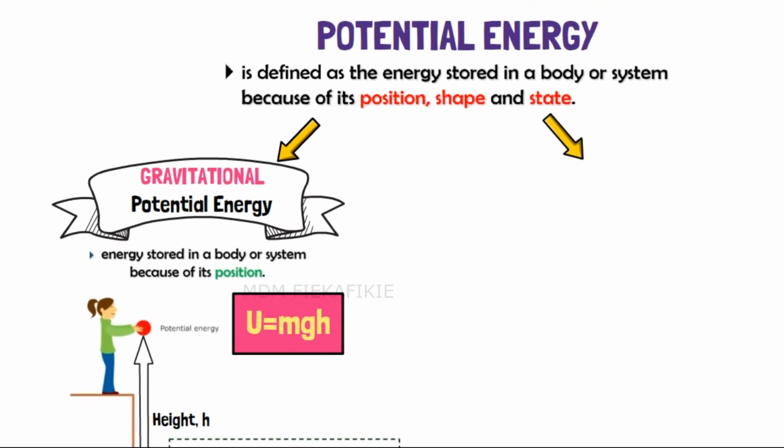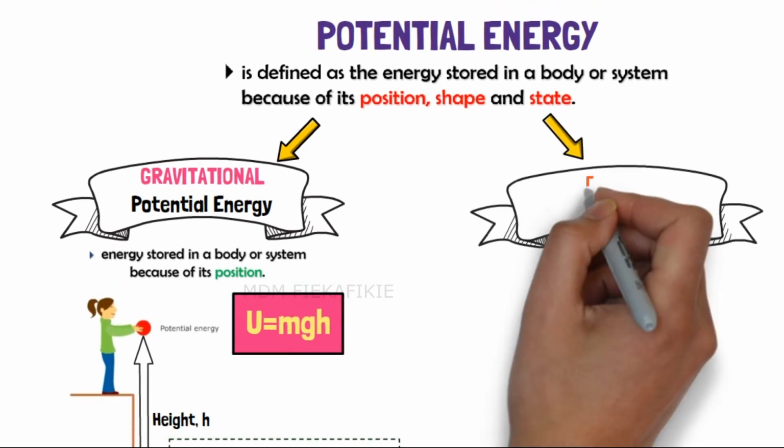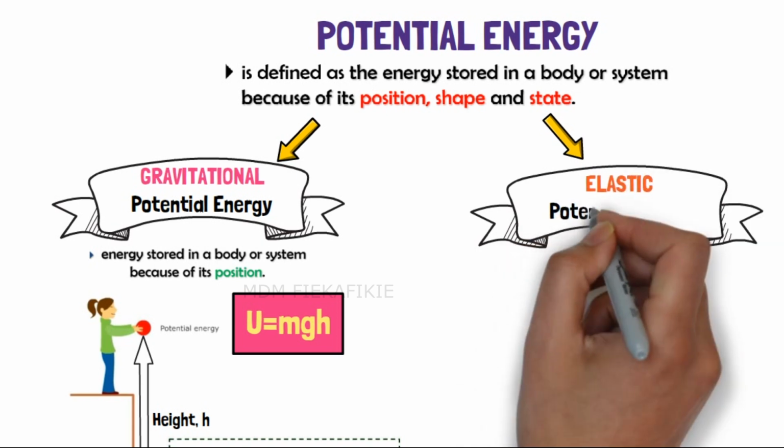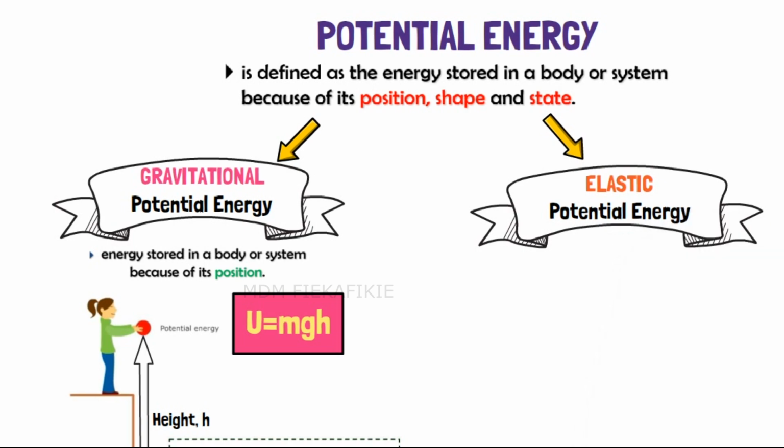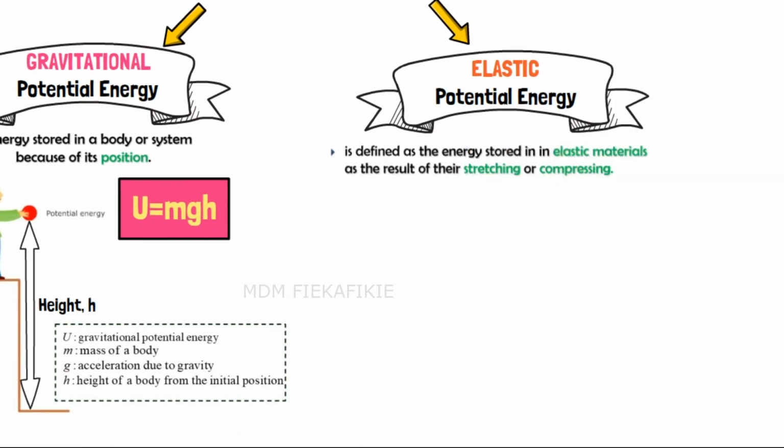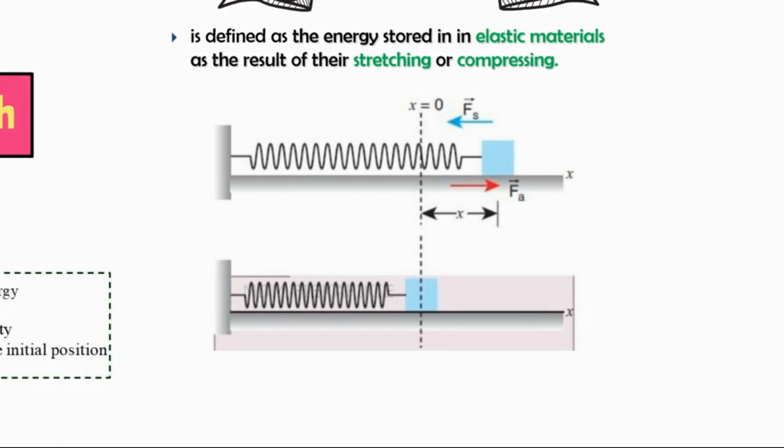So now, look at the second type of potential energy. Dalam chapter ini, you akan belajar berkenaan dengan elastic potential energy. Apa itu elastic potential energy? So, elastic potential energy is defined as the energy stored in elastic materials as the result of their stretching or compressing. Contoh paling mudah, elastic material yang kita jumpa dalam chapter ini adalah spring, because spring is one of the material that can be compressed or stretched. Atau yang kedua seperti gelang getah ataupun elastic cord yang boleh stretch ataupun compress. Jadi itu adalah contoh benda yang boleh stretch ataupun compress dan boleh ditanya dalam soalan berkaitan dengan elastic potential energy.